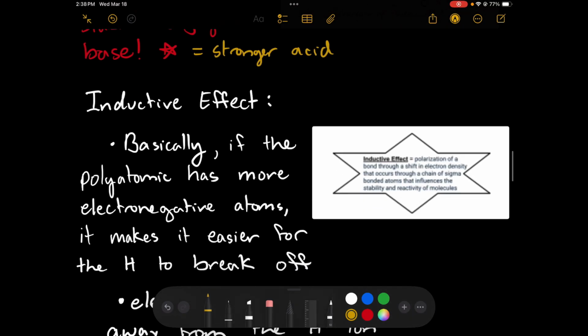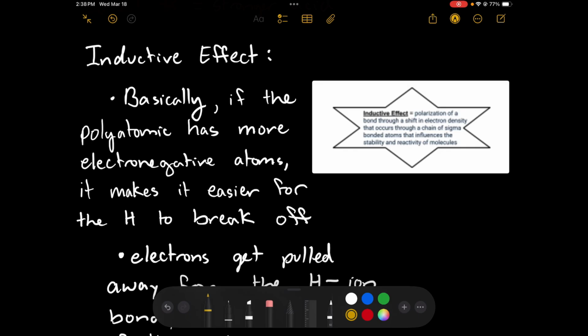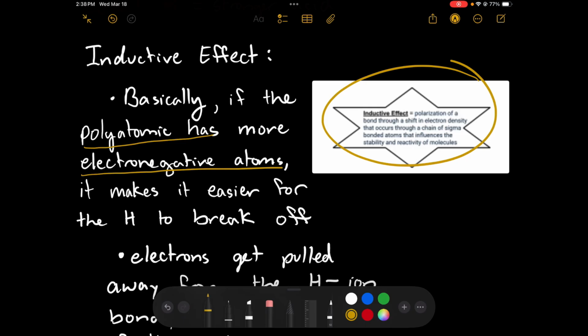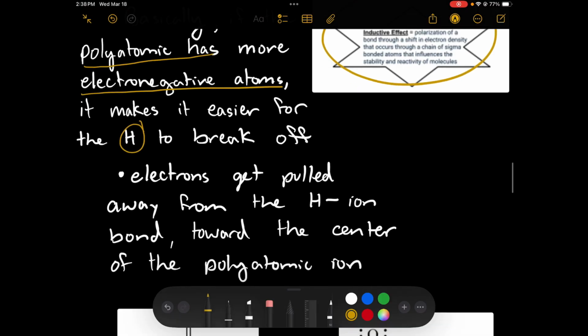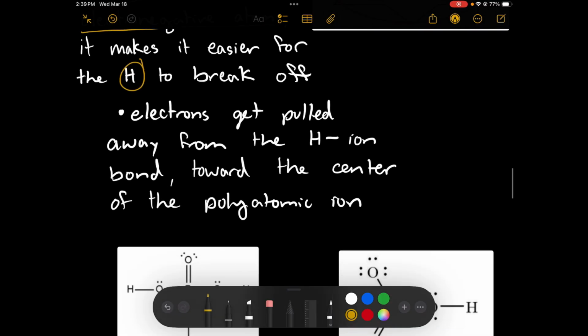The other thing is something called the inductive effect, which is a little bit weird to think about, but the inductive effect has a fancy definition, which you can see over here. Basically, if you have a polyatomic ion that is made up of more electronegative atoms, then it makes it easier for hydrogen to break off. The reason is that electrons get pulled away from the hydrogen-to-ion bond.